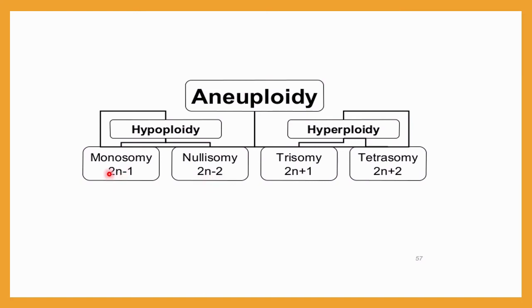Here, out of one pair, one is deleted, then only 45 is there, but if the whole pair, both copies, are deleted, then 2n minus 2 becomes nullisomy. And then hyperploidy means one more chromosome is there in the pair, that's 2n plus 1. Here tetrasomy, two more are there, so it becomes 4, so 2n plus 4. In such a case, 48 chromosomes will be there, here 47 will be there. In this case 44 will be there, in this case 45 will be there. This is the condition. So aneuploidy can be divided into two groups, hypoploidy or hyperploidy.